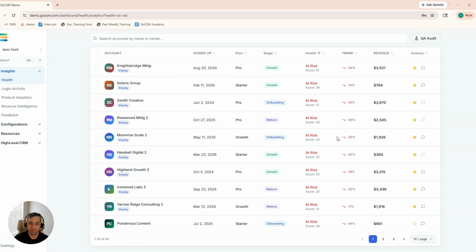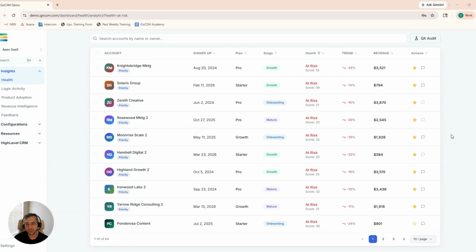And so maybe the account needs a different CSM. Maybe there's a deeper issue in your initial diagnosis. Maybe your approach needs to be changed. So the director can look at it with fresh eyes and decide on the next move. They can watch the recordings. They can see all the data inside of GoCSM, and come up with a strategic plan of action.